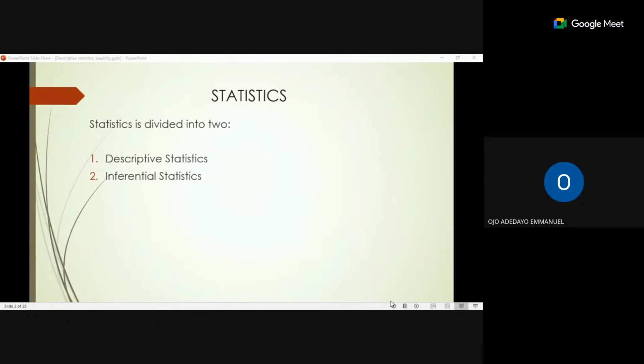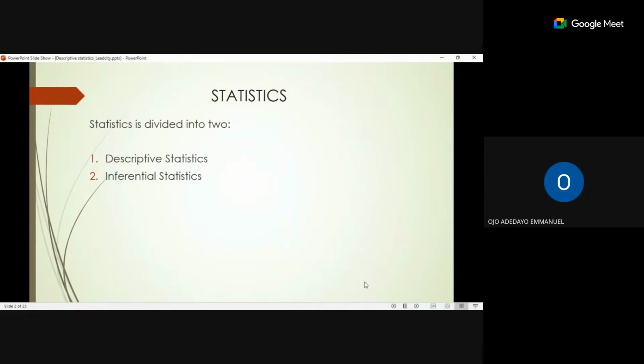There is another aspect of statistics called probability. Probability is not categorized under the division of statistics, but we normally use it to form models. There are a lot of models that we formulate in statistics. But majorly, statistics is divided into two: descriptive statistics and inferential statistics. We're going to start with descriptive statistics tonight. Subsequently, we will talk about inferential statistics and also probability.